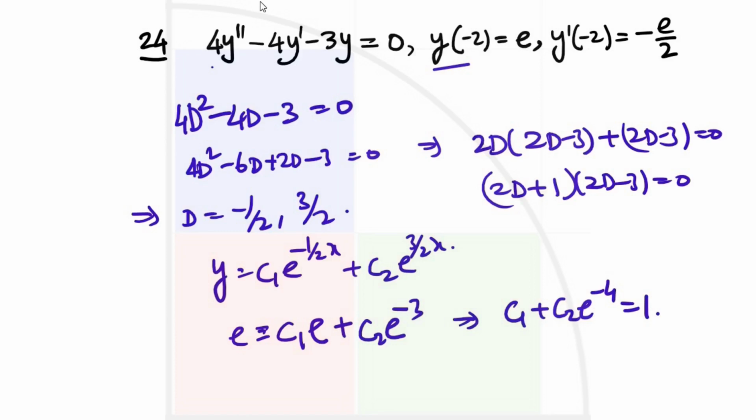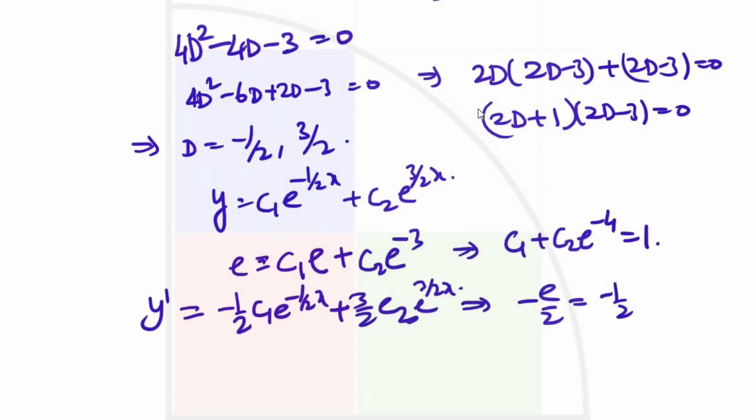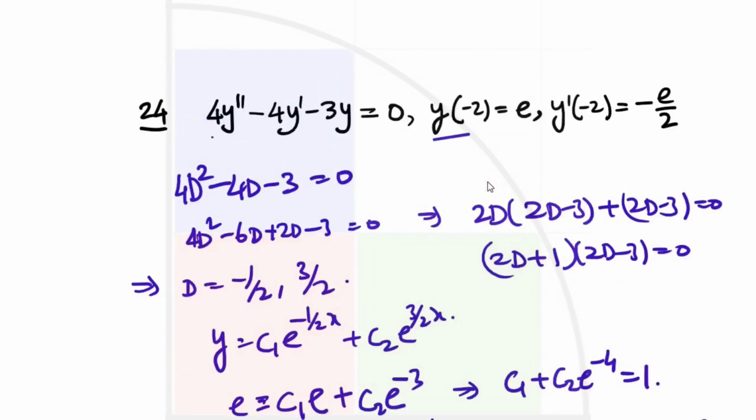And then apply the conditions. y prime is equal to minus half of c1 e to the power minus half x, at minus 2 this is e, and plus 3/2 c2. If I multiply with minus 2, this will become e to the power.